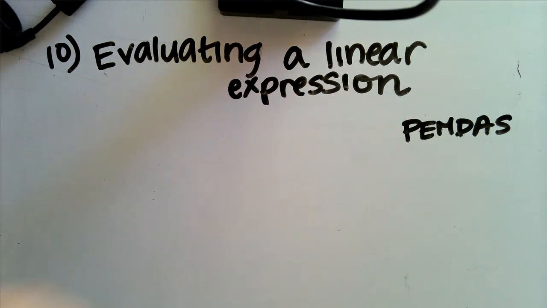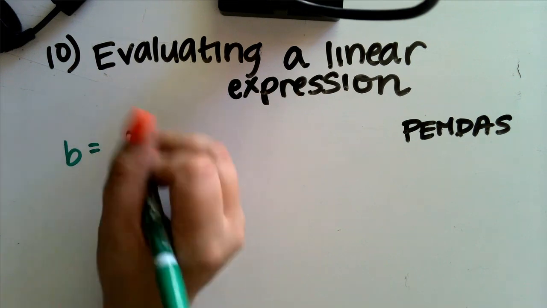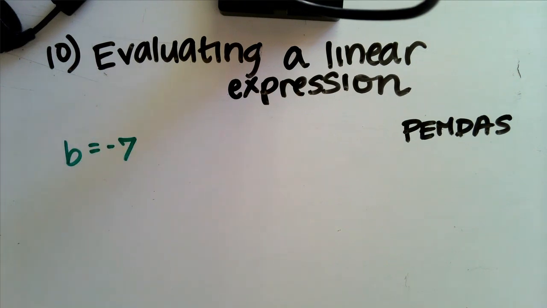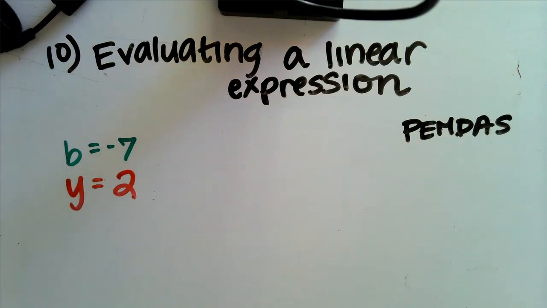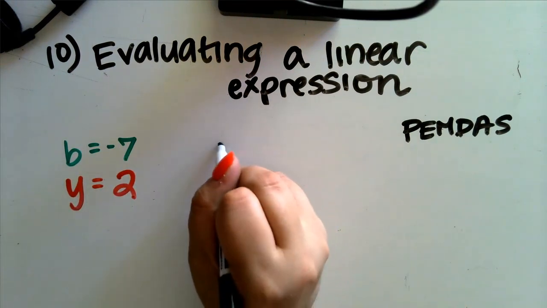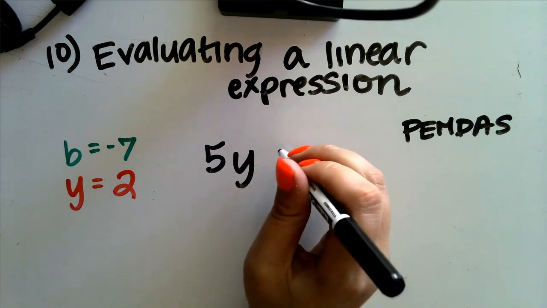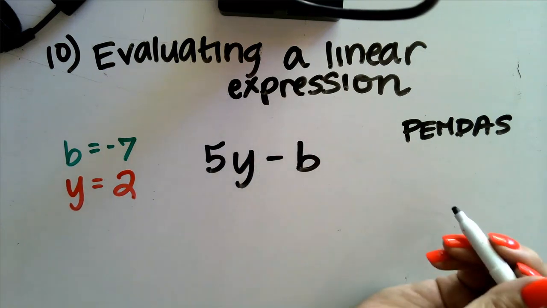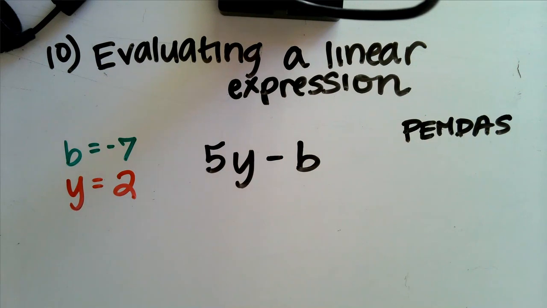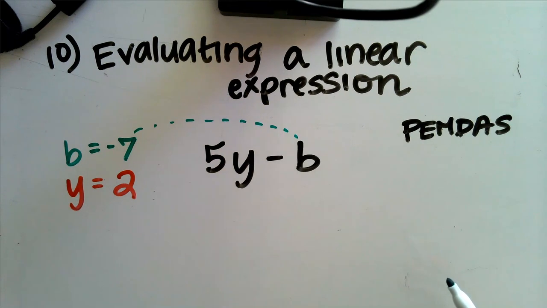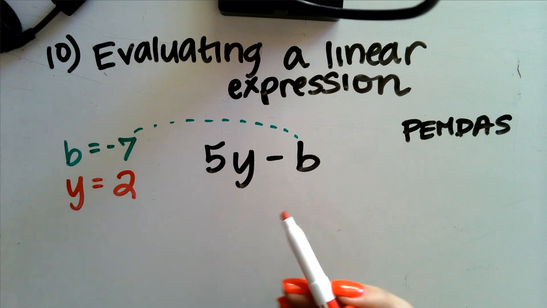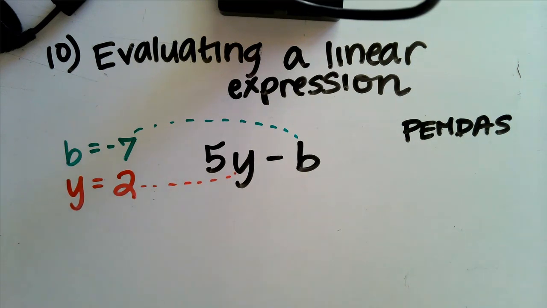Okay, let's go ahead and do one more example. This time, we're going to be dealing with the variables b is equal to -7 and y is equal to +2. This time, our expression is 5y minus b. Okay, same thing as before. I'm going to go ahead and substitute in that value of -7 and replace b with -7, and then same with the y. Anytime I see a y, I'm going to plug in a 2. So let's go ahead and do that.